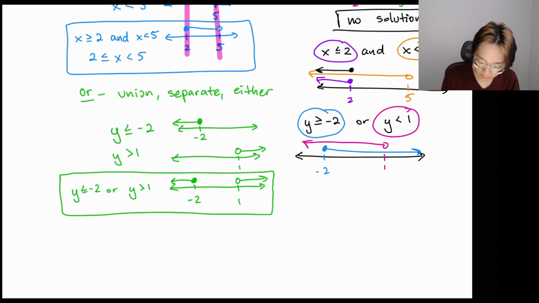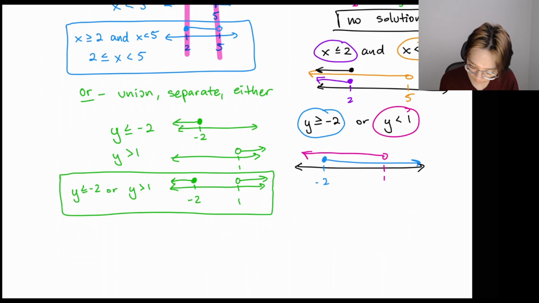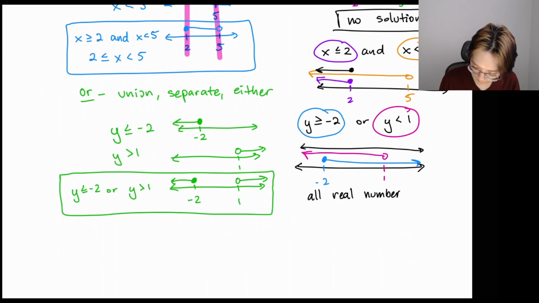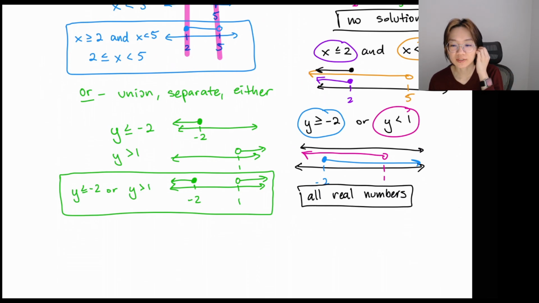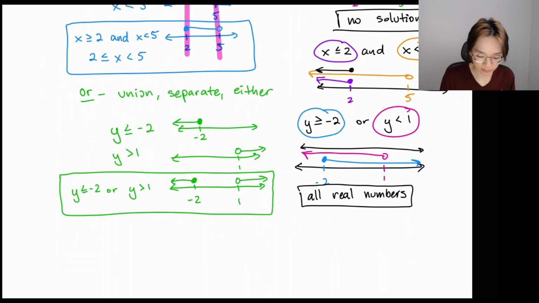So the solution here would actually be the graph, this, that would be your final answer. And the solution is all real numbers. Because if only one of them has to be true, well, where one of them isn't true, the other one is true. When you have numbers that are less than -2, it's covered by the numbers that are less than 1. And all that jazz.